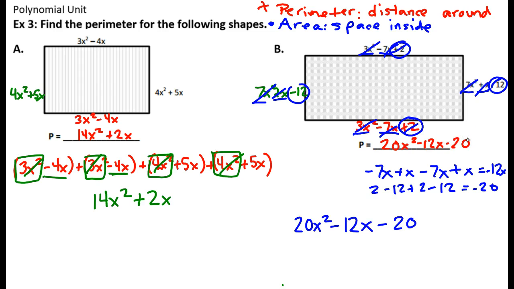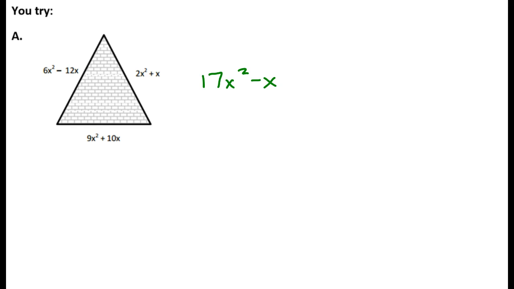What I'd like you to do is try the next figure in the U-try on your own. When you've gotten your solution, hit unpause, check your answers, and then that'll complete the notes. So for the U-try, you should have gotten 17x squared minus x.